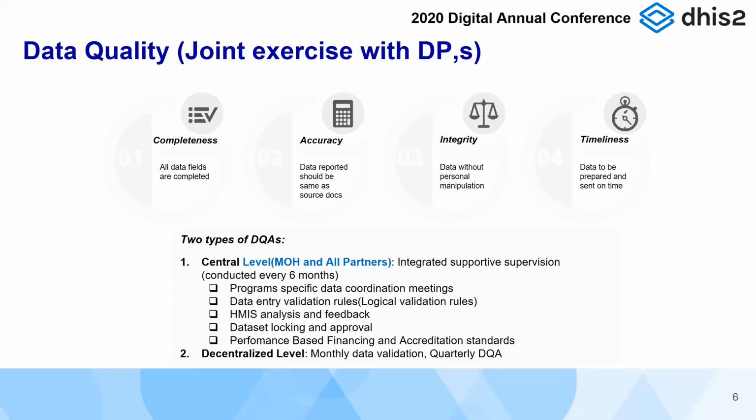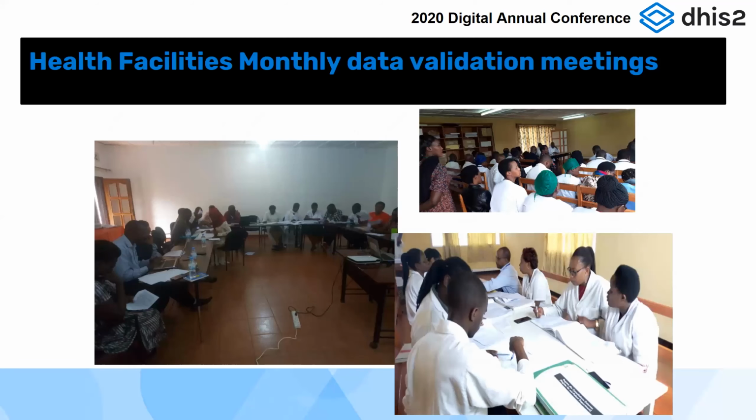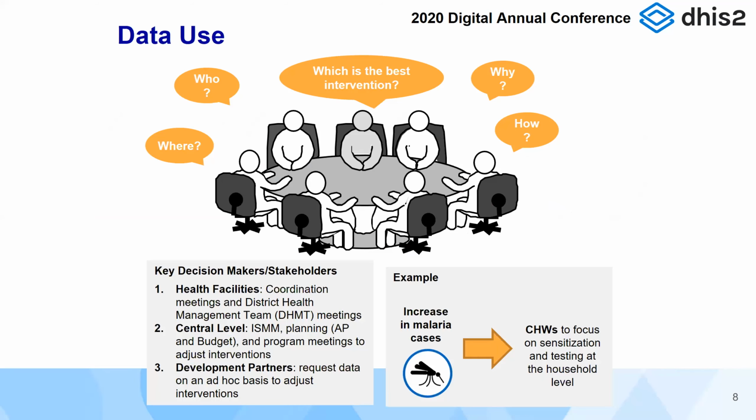We also have decentralized monthly data validation, which contributes a lot to this. This is an example of the monthly data validation meetings. You can see that health workers meet on a monthly basis and check the data before it's reported in HMIS. But we also have another meeting where they discuss their indicators and whether they are moving up or down. So this is the monthly data use meeting that I was talking about.